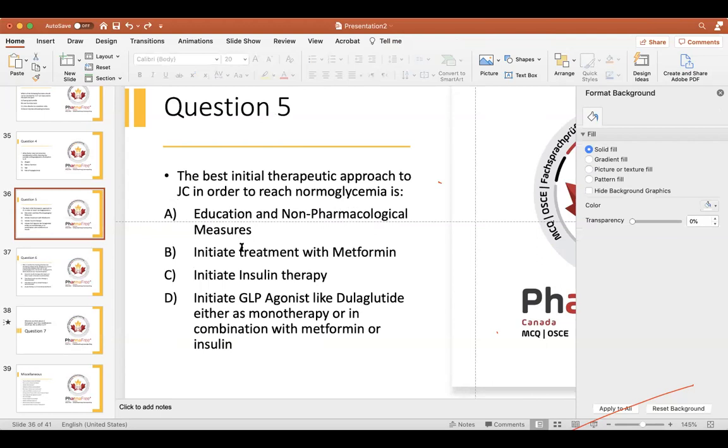Question number 5. The best initial therapeutic approach to JC in order to reach normoglycemia is: education and non-pharmacological measures, initiate treatment with metformin, initiate insulin therapy, or initiate GLP agonist like dulaglutide as a monotherapy or in combination with metformin or insulin. Okay, what do you think?